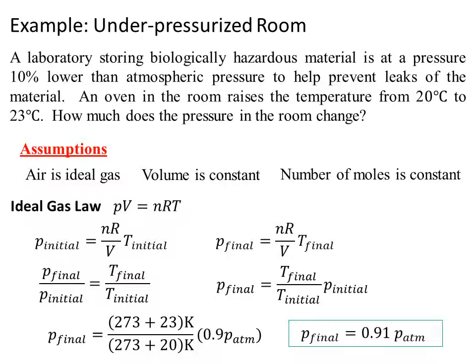Now, there was a question of, when we talked about using temperature in degrees K, what would happen if we made a mistake and instead used temperature in degrees C to solve this problem? We'd have 23 divided by 20, and we'd find that the P final ends up being higher than atmospheric pressure because there's a 15% increase. So we have to be careful to make sure we use temperature in degrees K.